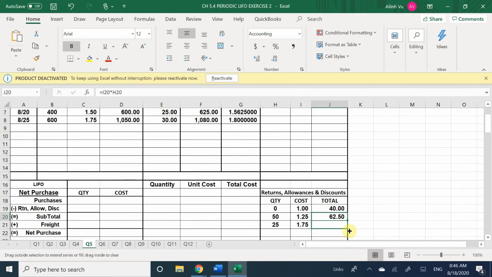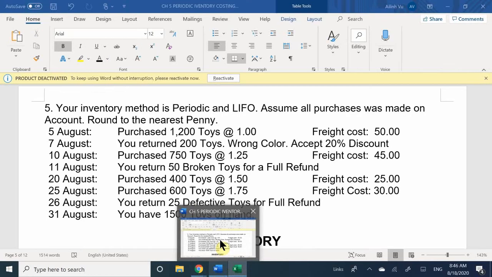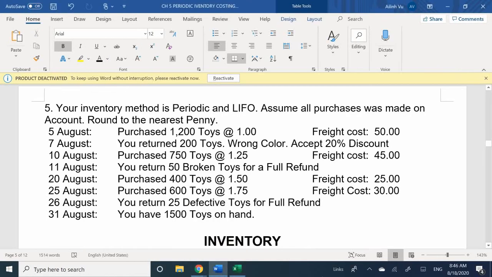Oh, you don't need to do 20%. No, because it's the full amount. There's no discount. It's 43.75. All right. So then let's see what happened. Is that it?